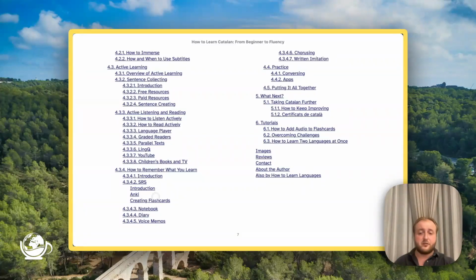For example, I just used a notebook as a memory technique for my active learning when learning Vietnamese. You could use a diary, voice memos, chorusing, which also happens to be a great way to improve your pronunciation as well. And then we've got practice, where we cover different forms of practice, audio messages, calls or typed conversations, apps you can use like Tandem or HelloTalk.